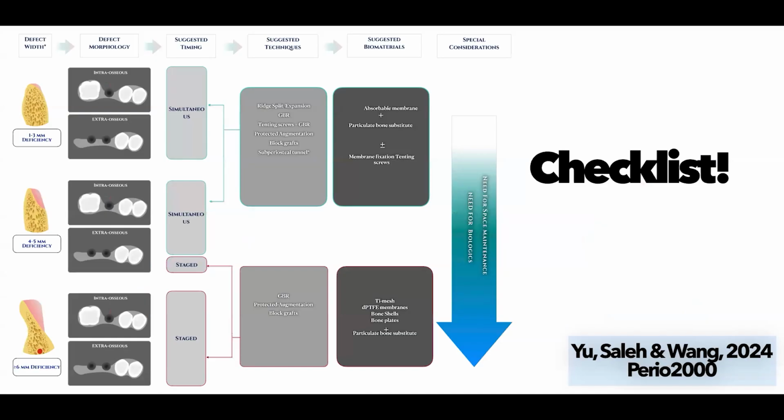And again, use this as a checklist rather than a classification. Look at all the aspects: which defect size, the defect morphology, the timing, and base it on that. And take the technique that you're more comfortable with. If you learn a new technique, don't try it in a very critical, unpredictable site. Try it in something that you expect to work very well.